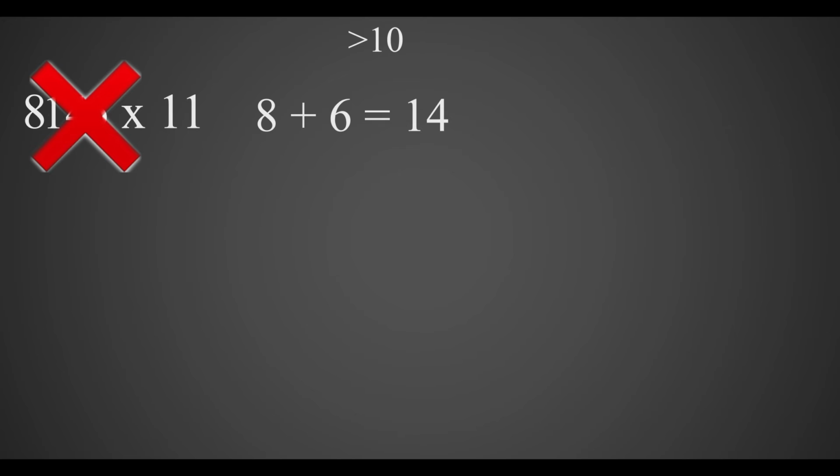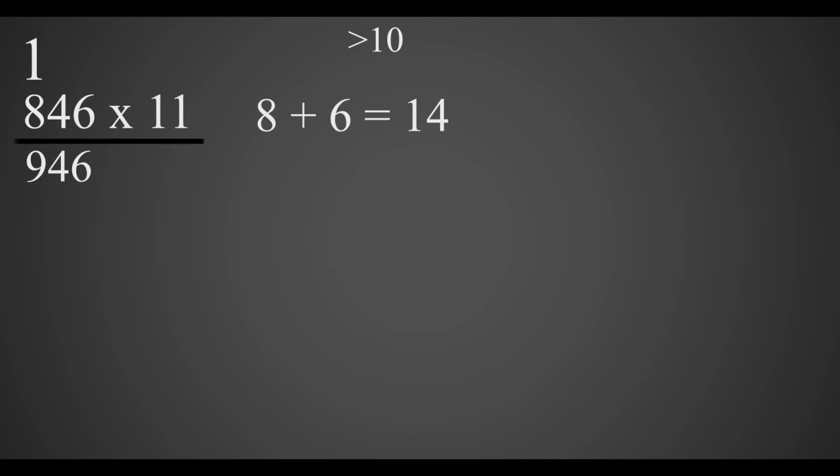8 plus 6 is 14, but we can't do 8,146 as our answer. What we have to do is take the second digit of the number that we added up, which is 4, put it in the middle, and carry the 1 over the 8 to make it a 9. So 86 times 11 is 946.